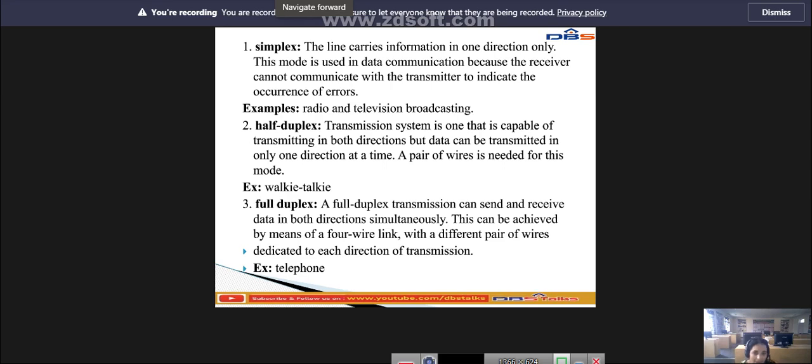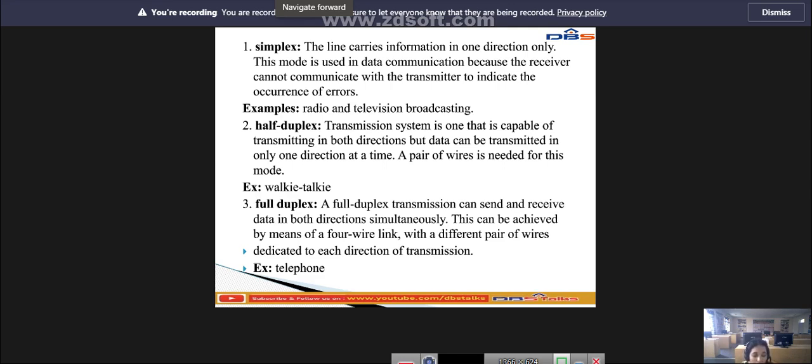Only the transmitter transmits the data to the destination, to the receiver. The receiver does not communicate with the transmitter. So it is a one-way communication, where only one line carries the information.